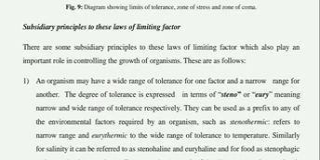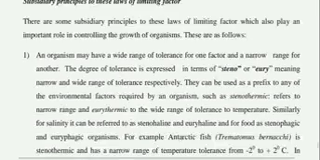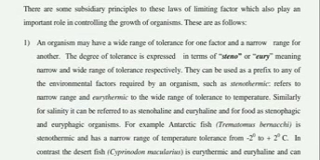The degree of tolerance is expressed in terms of steno or eury, meaning narrow and wide range of tolerance respectively. They can be used as a prefix to any of the environmental factors, like stenothermic, narrow range, and eurythermic, wide range. Stenohaline and euryhaline, stenophagic and euryphagic. Antarctic fish is stenothermic. Desert fish is eurythermic.